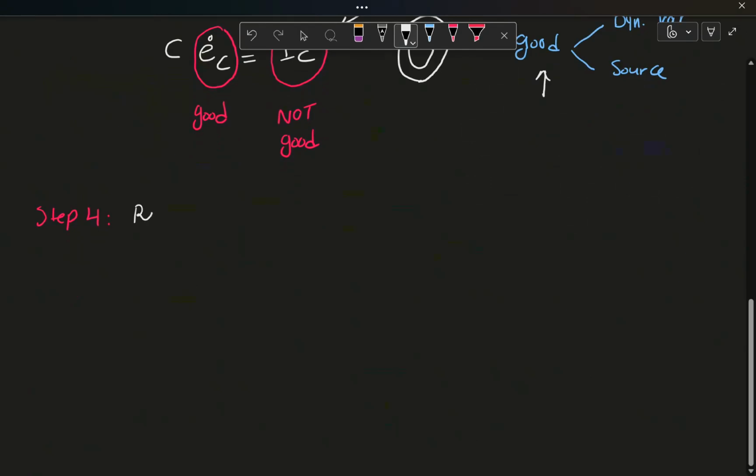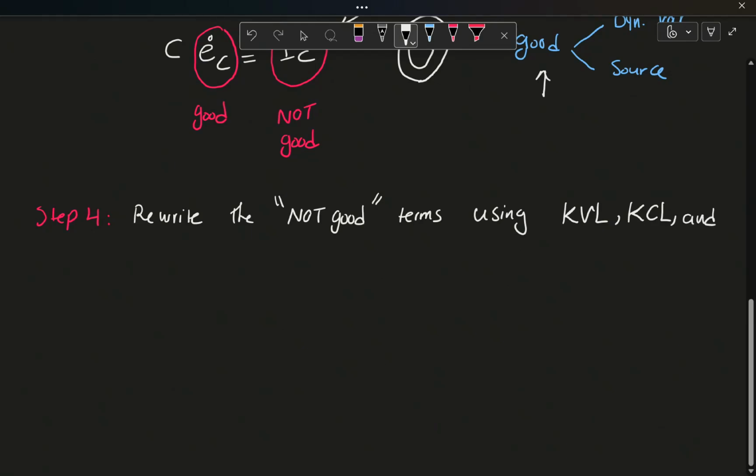We want to rewrite the not good terms using KVL, KCL, and Ohm's law.